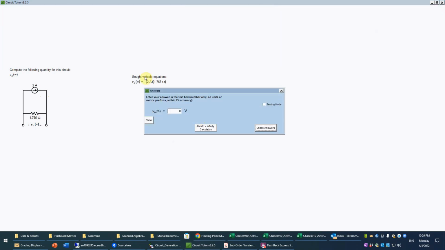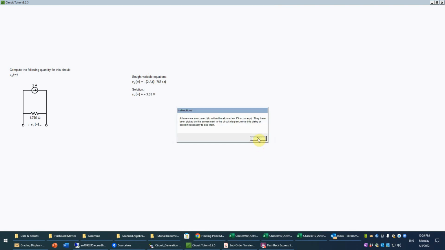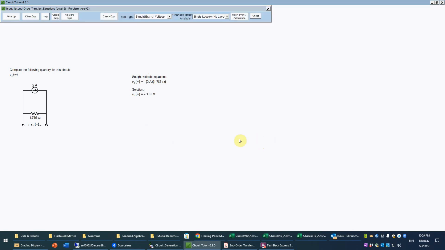So now we just need to do that math, multiply negative 2 times 1.765, and that will give us negative 3.53. So we'll check that, and that is the value. And now we're just waiting for a summary here. We've done basically all the calculations we need to find the transient formula, but we need to just wait for a moment here.